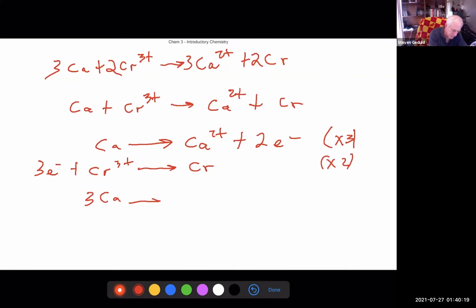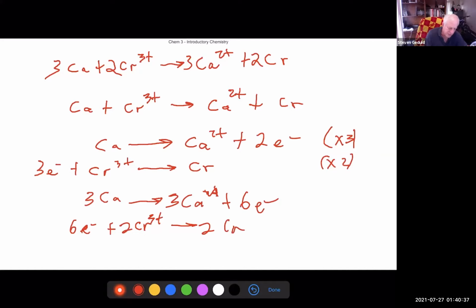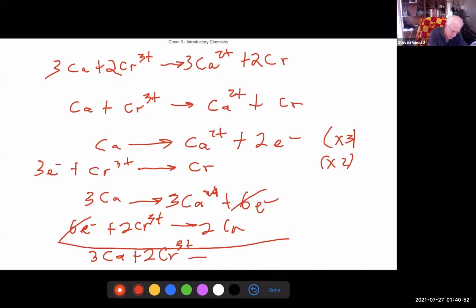So I end up with 3 calciums goes to 3 Ca2 pluses plus 6 electrons, 3 times 2 is 6, plus 2 chromium 3 plus goes to 2 Cr solid. Add that together and I come up with the same answer we got last time, because the electrons cancel. You get 3 calciums plus 2 Cr3 plus goes to 2 Cr plus 3 Ca2 plus. This is the exact same thing we have on top.